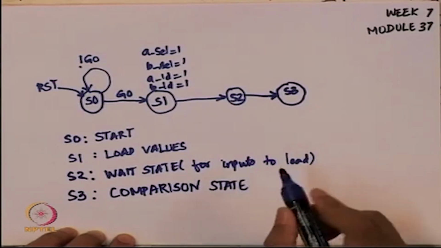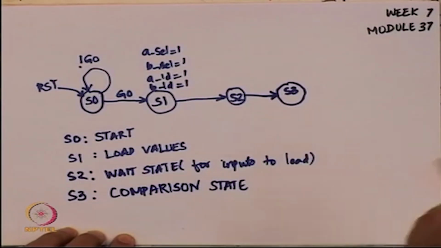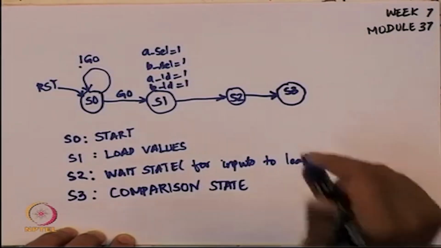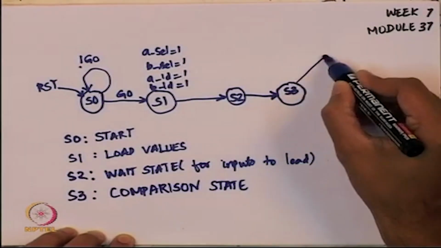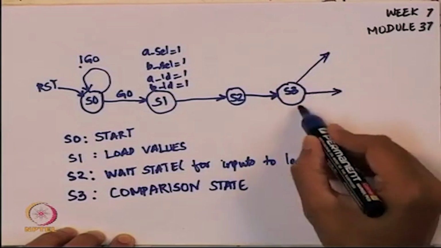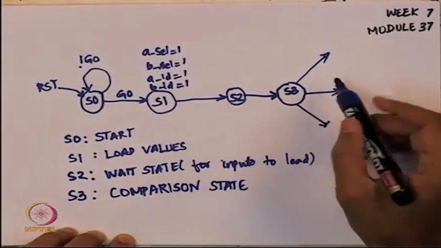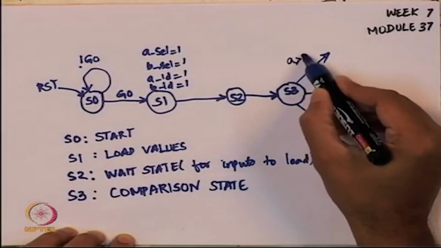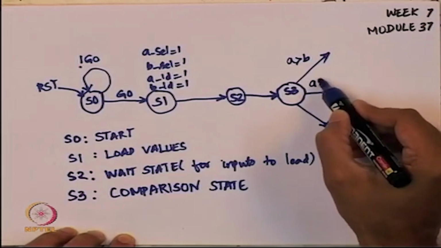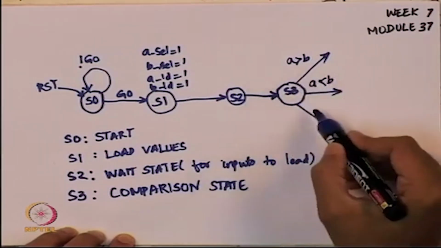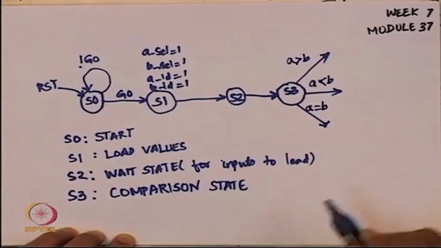In this comparison state, we gave one cycle for the comparator, which would have taken A and B and compared them, and the outputs less than, greater than or equal to would have come from the comparator stage. So, this is the compare stage, and there are now 3 possibilities from the compare stage. The 3 possibilities are that A is greater than B, A is equal to B, or A is less than B.